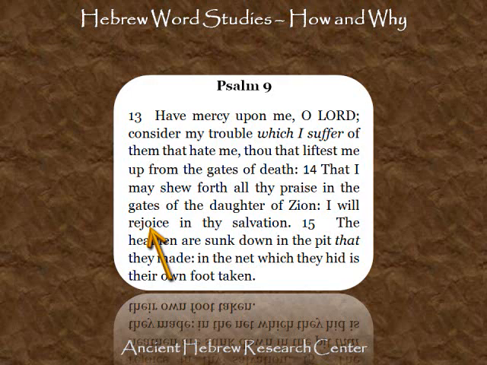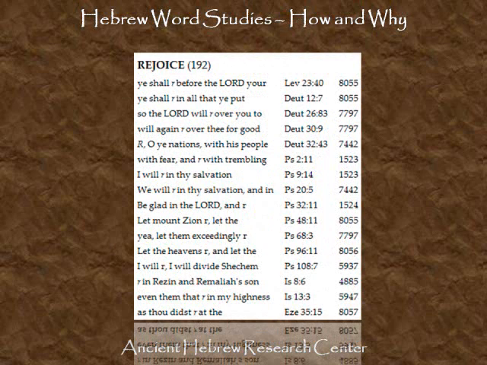So look up the word rejoice in your concordance, and here you'll see that the word rejoice is found 192 times in the King James Bible, and in this concordance it will list every verse where that word is found. The word rejoice is represented with the letter R. Ye shall rejoice before the Lord your God. Next one is ye shall rejoice in all that ye put. And just to the right of this you'll see the verses, and here we see Psalms 9:14, which says, I will rejoice in thy salvation.